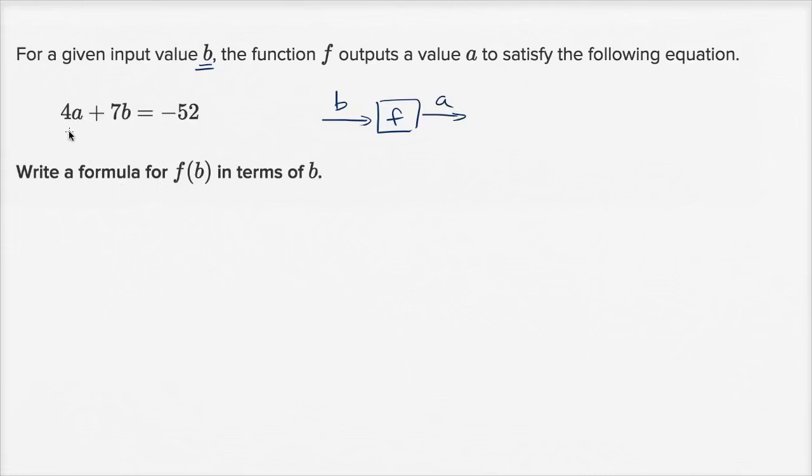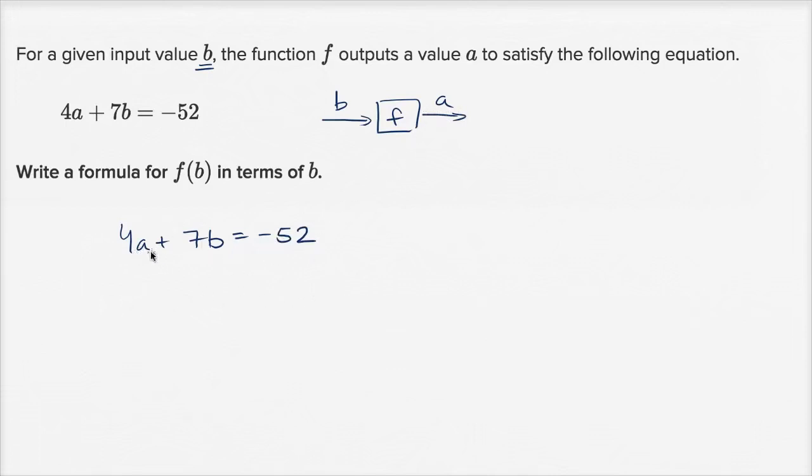So what we want to do is solve for, if we're given a b, what a do we have to output? Another way to think about it is, let's just solve this for a. We could think about a as being a function of b. So we have 4a plus 7b is equal to negative 52. If I can solve for a in terms of b, then for any b I have, I can substitute that value for b and solve for the a that needs to be outputted.